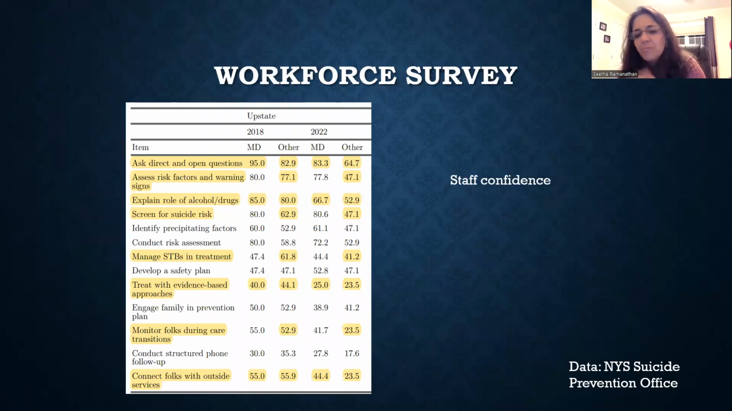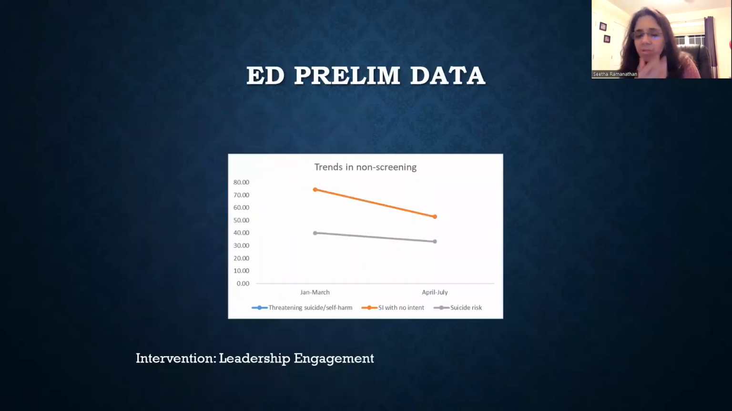This was staff follow-up. This was staff confidence. As you can see, in 2022, most of our numbers went down. Staff was not very confident. But again, staff in 2018 is different from the staff in 2022. We have changes in staffing. So we have to obviously train them a little bit more. This was our preliminary data from the emergency department. Our emergency department sees around 10,000 patients a year.